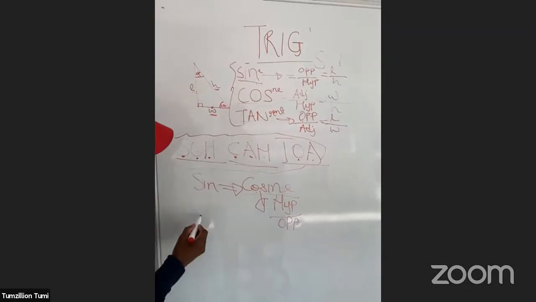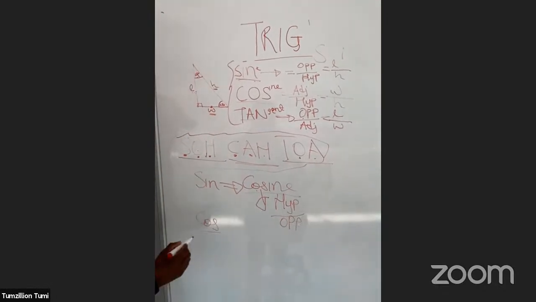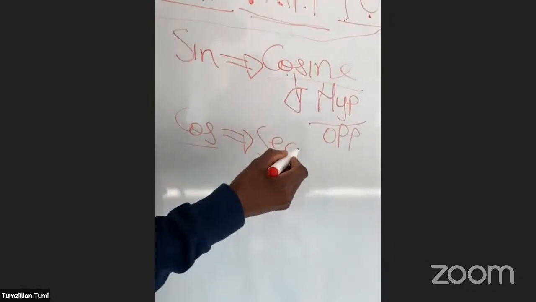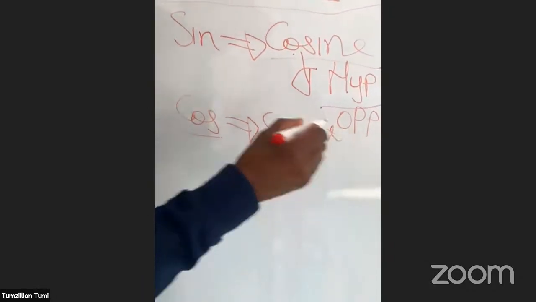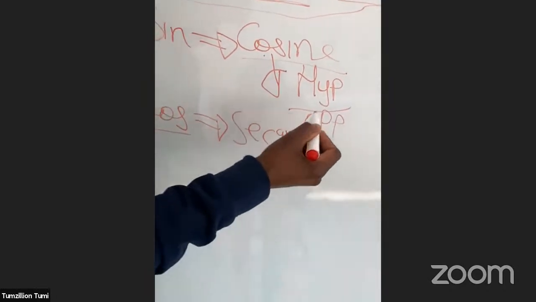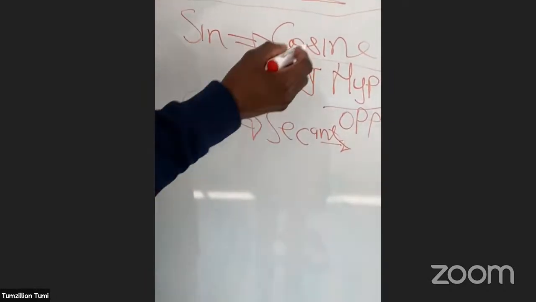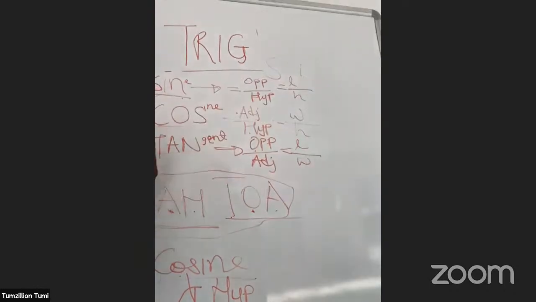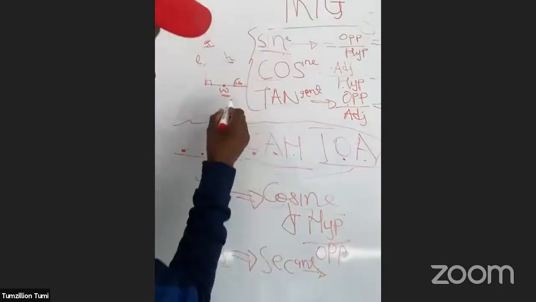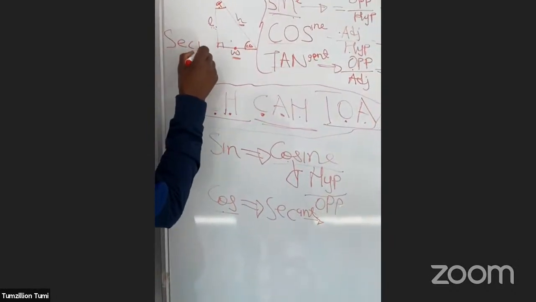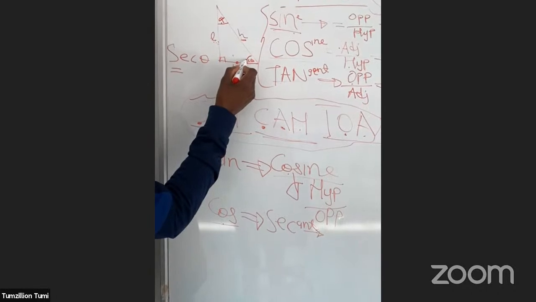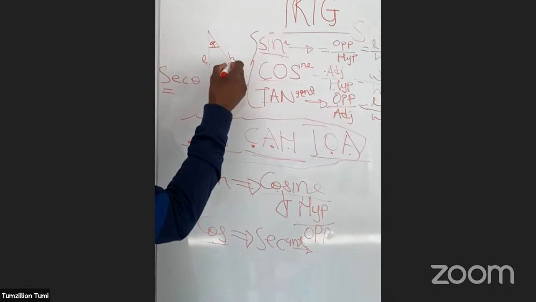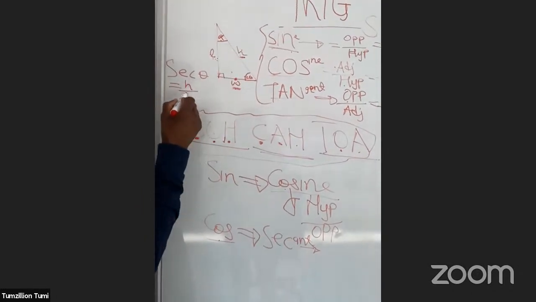Okay, so if we are dealing with cos, for example, the opposite of cos is secant, sec. We normally call it sec, but it's actually secant. We define sec as the inverse of cos, and it will be hypotenuse over adjacent. So if you wanted the sec of theta in this case, remember, the cos of theta is equal to what? Cos of theta is this over this. So sec of theta will be this over this. It will be h over w.